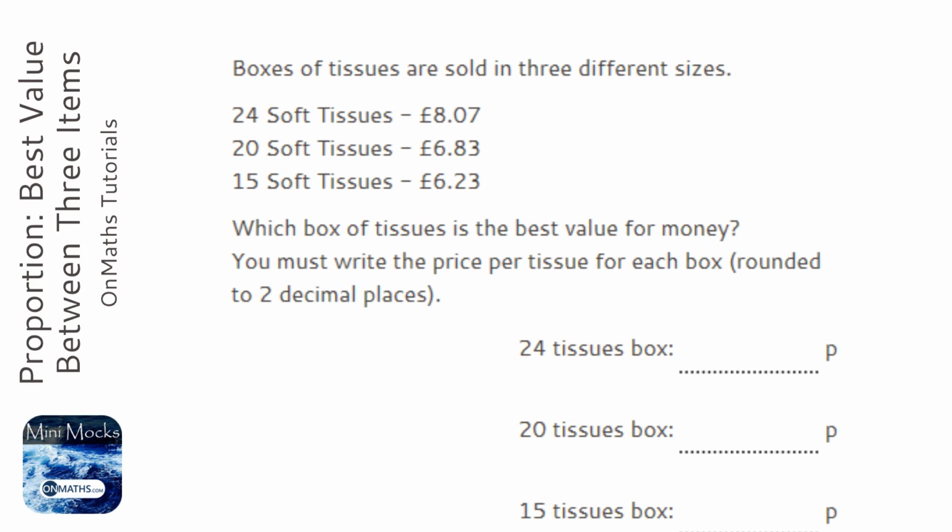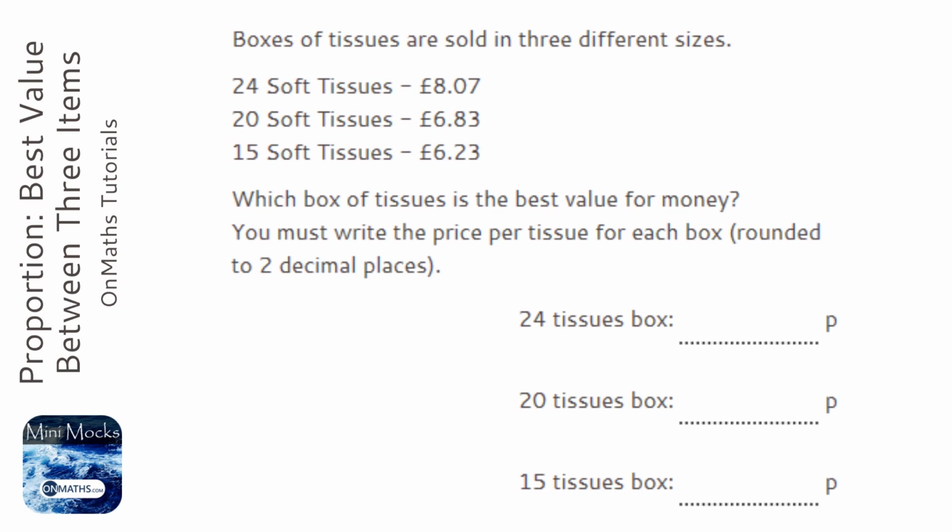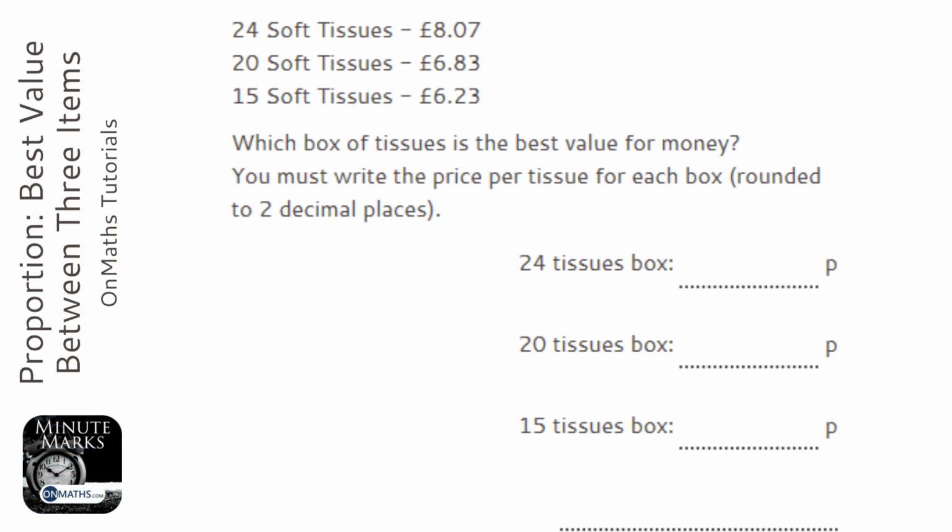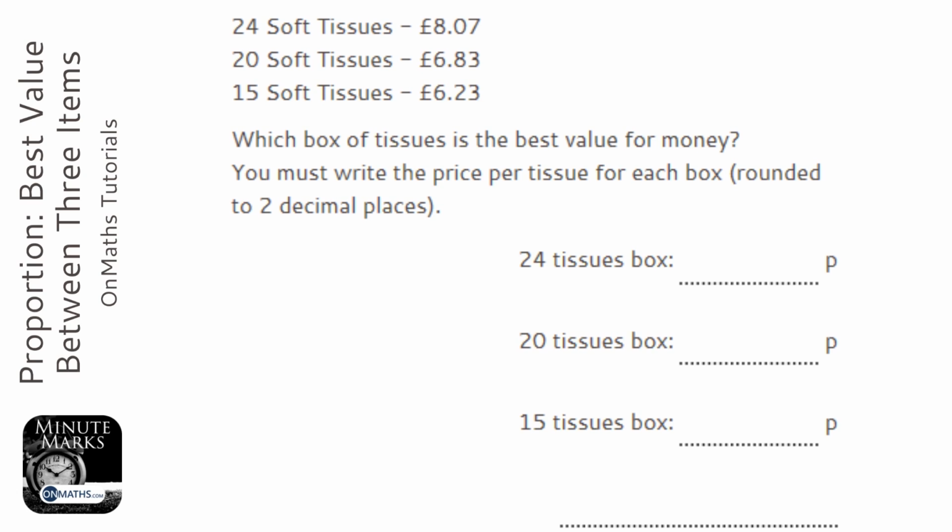Okay, so this question gives you a little bit more of a hint of how to answer it than your exam will. And to answer this question, we're going to find the price per tissue in each box. So the first box is £8 and 7 pence, but we know we're going to work out our answers in pence. So I'm just going to do 807.